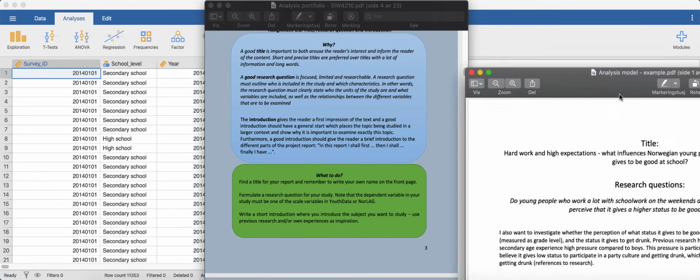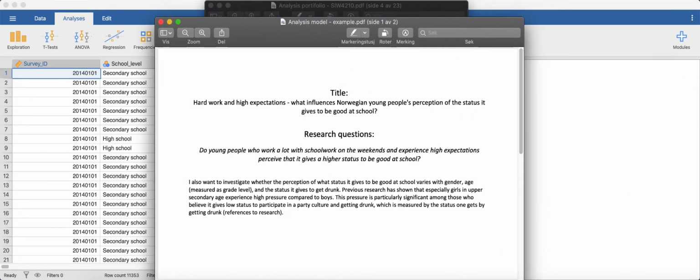Based on youth data, I made an example, and the title of my example is Hard Work and High Expectations: What Influences Norwegian Young People's Perceptions of the Status It Gives to Be Good at School. It might not be the best title, it's a working title, and if I was going to do a study on this, I would probably be working on the title as I went on.